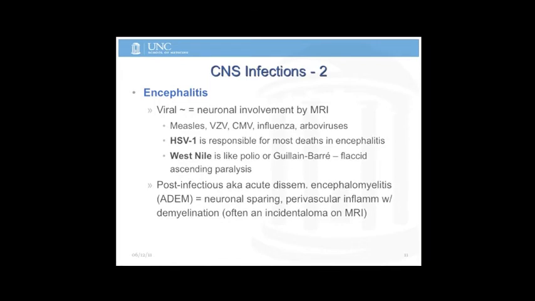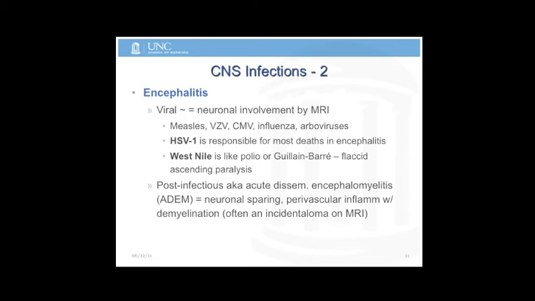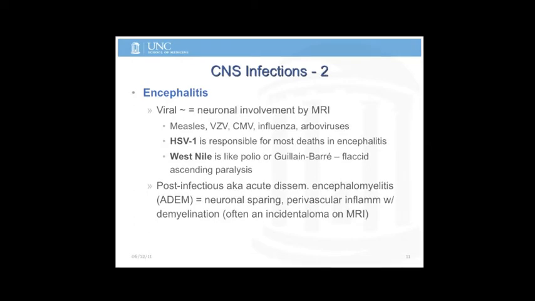HSV1, of all the causes of death from encephalitis in adults, HSV1 is the top of the list. So herpes encephalitis has a mortality of upwards of 70% if it goes untreated. So it's important to think about that if you have somebody who has kind of the right picture and is altered in that way.